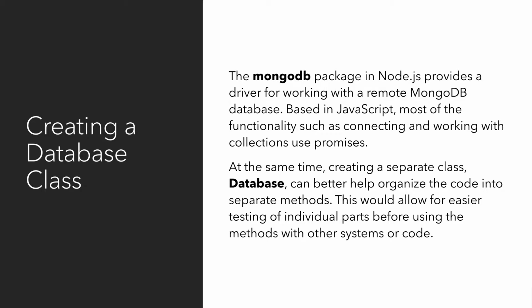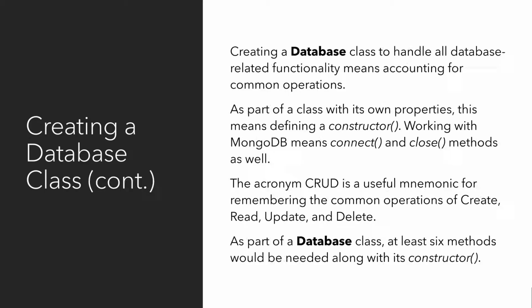This would allow for easier testing of individual parts before using the methods with other systems or code. Creating a database class to handle all database-related functionality means accounting for common operations. As part of a class with its own properties, this means defining a constructor method. Working with MongoDB also means two other methods, connect and close, corresponding to connecting to the remote MongoDB server and then closing that connection. The acronym CRUD, create, read, update, delete, is a useful mnemonic for remembering the common operations.